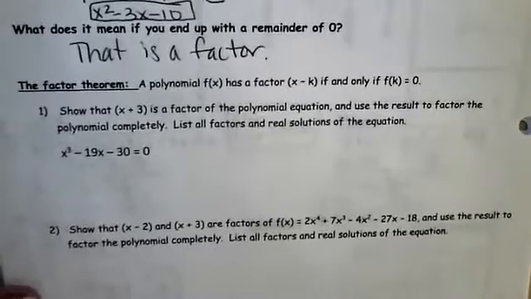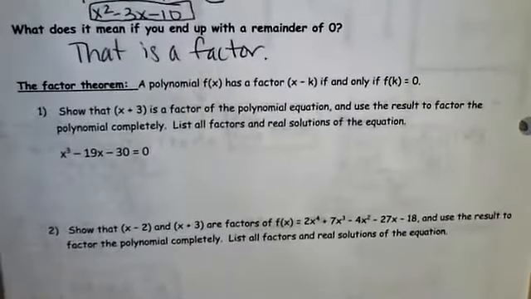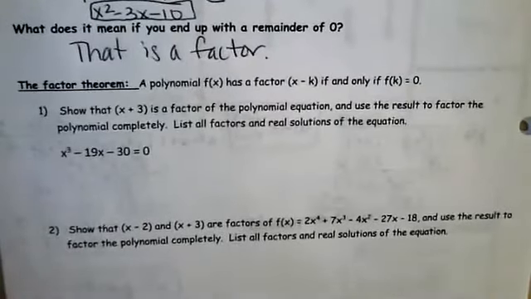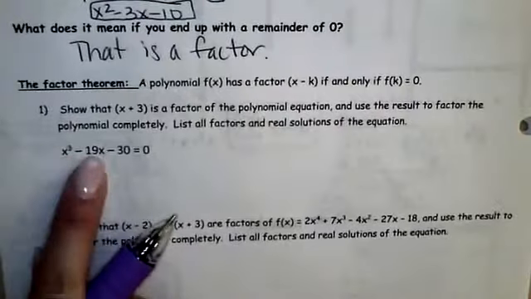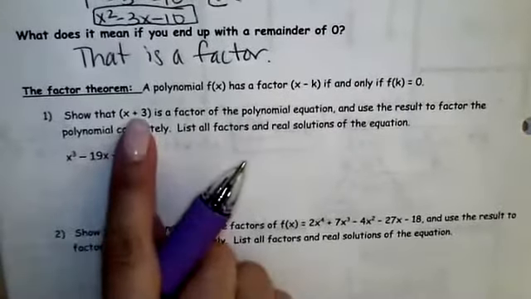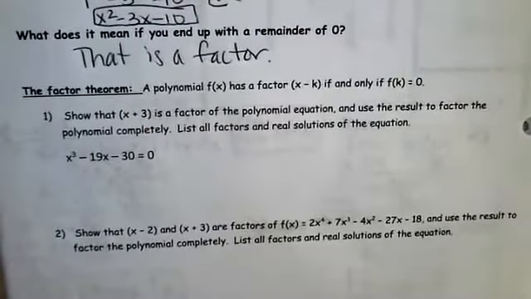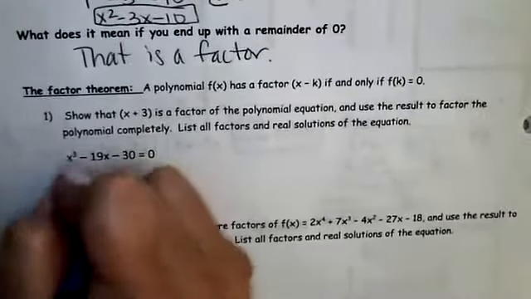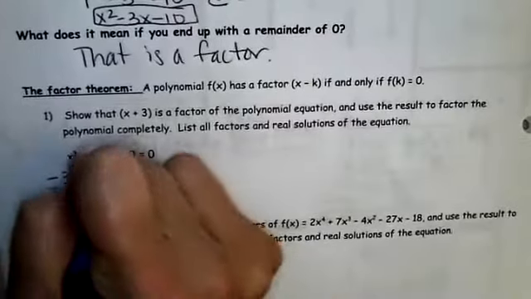All right, so if it told us show that x plus 3 is a factor of the polynomial equation and use the result to factor the polynomial completely, list all the factors and the real solutions. So we can use the synthetic division to help us factor because we don't know how to factor x cubed minus 19x minus 30 right now. But if I use this x plus 3 to take it down to a quadratic, that is something you know how to factor. So I put my negative 3.